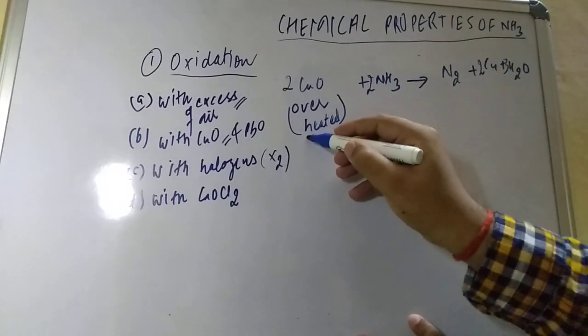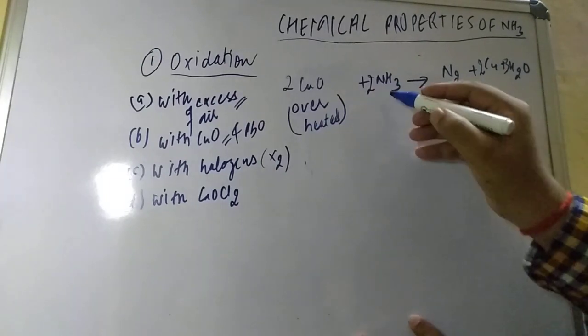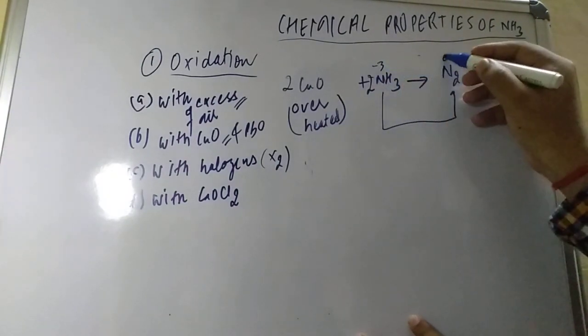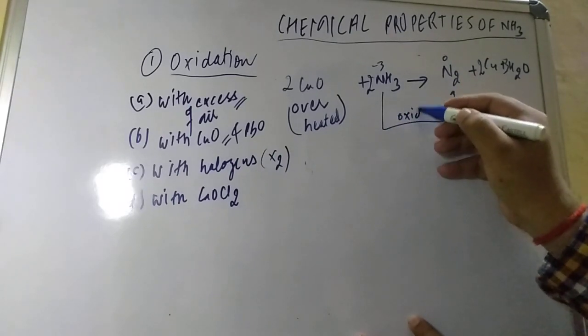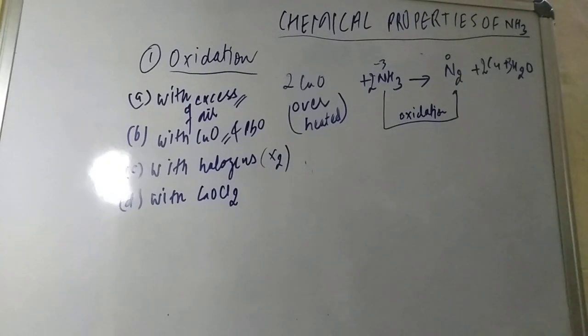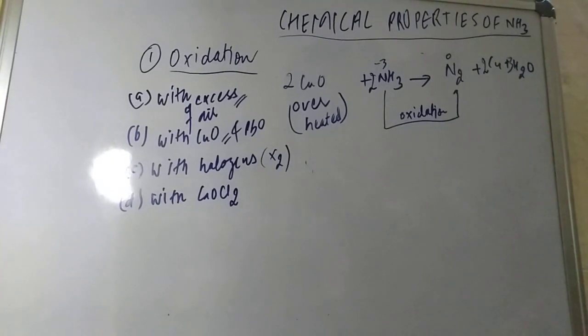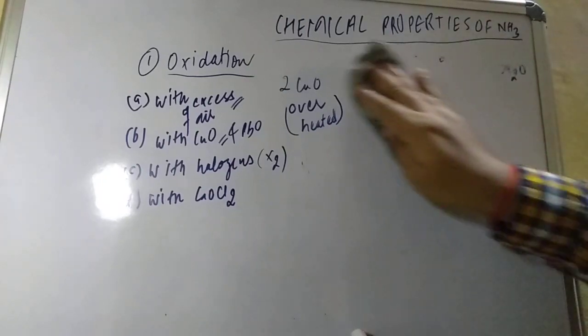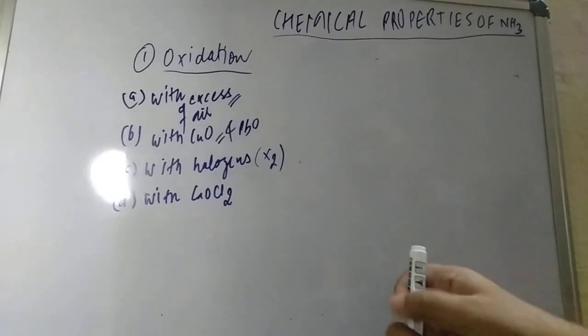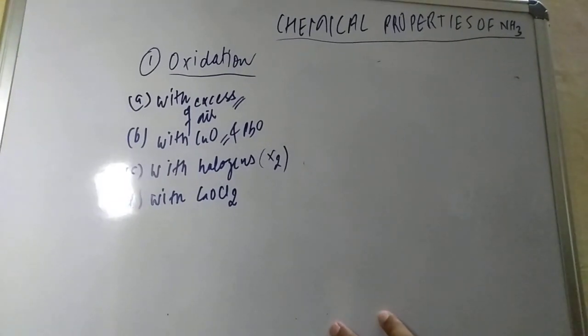Here you can see the oxidation number of nitrogen goes from -3 to 0. -3 is here and here is 0. So this is also an example of the oxidation reaction of ammonia. Now let us see the other methods by which we can oxidize ammonia. The other method is with halogens, like chlorine and bromine. With chlorine and bromine, it can be oxidized into dinitrogen.